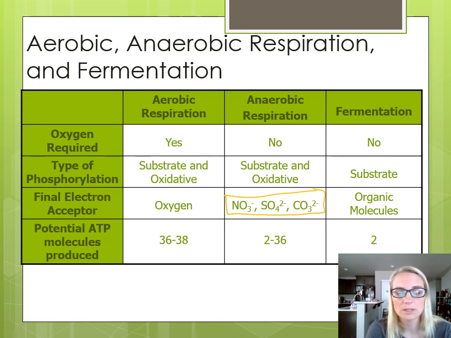So you can kind of take a look and see what's different between the ATP production, your final electron acceptor, and whether oxygen is required or not. Okay, so that wraps up our catabolic pathways, because fermentation is still considered a catabolic pathway. And then we'll wrap up with our discussion on photosynthesis, which is an anabolic pathway.